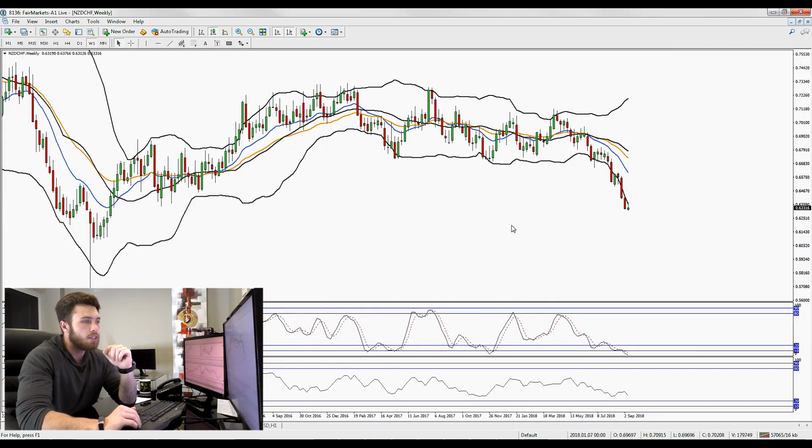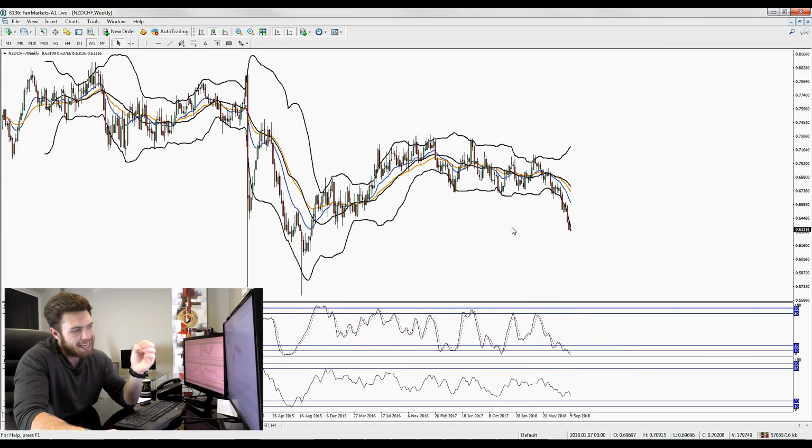And now we're going to move on to the New Zealand dollar Swiss franc. On the New Zealand dollar Swiss franc, it is once again an MFI opportunity. So the MFI strategy has very clearly been indicated on this trading opportunity. But once again, you're also going to see that on top of it, we've got an incredibly oversold stochastic right over here.